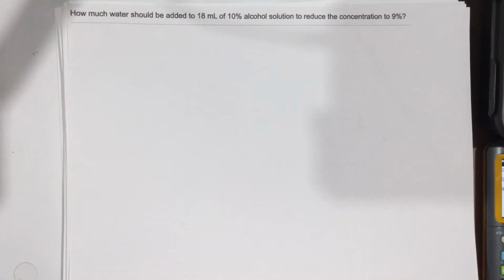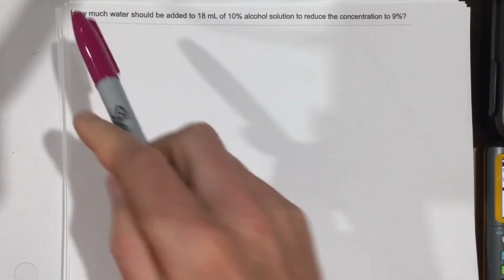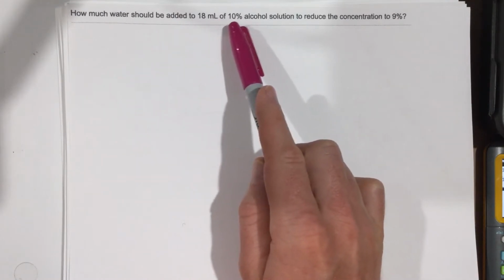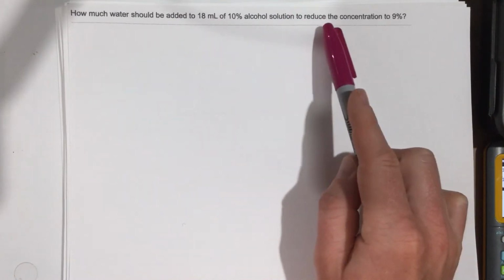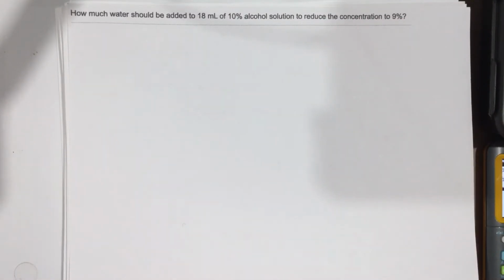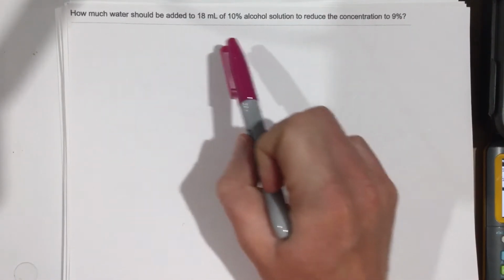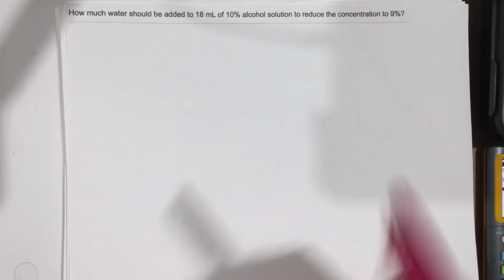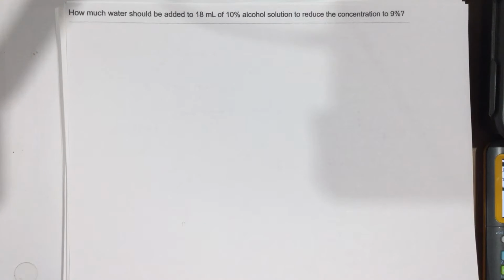This is problem number 10 from section 2.2. It says how much water should be added to 18 milliliters of 10% alcohol solution to reduce the concentration to 9%. So this problem is actually a fairly easy problem once you kind of wrap your head around the percentages. So let's go ahead and write this out.